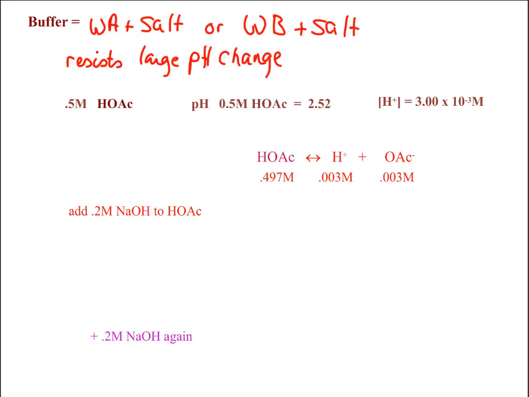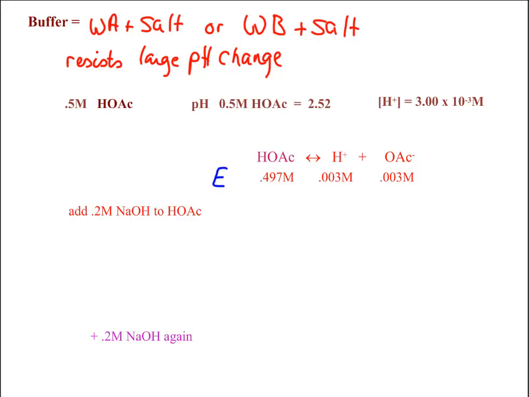Hydrogen ion concentration is 3 times 10 to the negative 3. Now if I go through the equilibrium, what I find is at equilibrium, if I started with 0.5 molar acetic acid, that concentration of acetic acid drops to 0.497 molar, because 0.003 molar of it is now hydrogen ions and acetate ion. What I'm going to do now with my acetic acid solution at equilibrium is add 0.2 molar sodium hydroxide to the solution and see what happens.